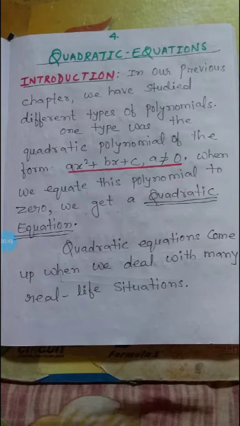Just think, when we equate this polynomial to 0, we get a quadratic equation. So ax square plus bx plus c equals 0 we can call a quadratic equation. And quadratic equations come up when we deal with many real life situations. We will take some examples from real life situations also.